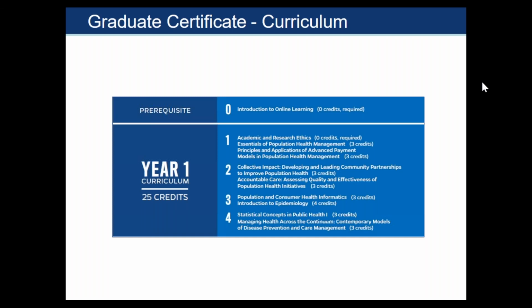There are courses in advanced payment models. It's one of the ones I teach. In the first term, we have a course on collective impact. So we talk about cross-sector collaboration. We have courses on quality, consumer and population health informatics. We do require EPI, and we do require at least one course in biostatistics. We think that's very important, particularly if you think about population health and trying to stratify your populations. Understanding epidemiology and some of the statistical concepts are very important to all of that.